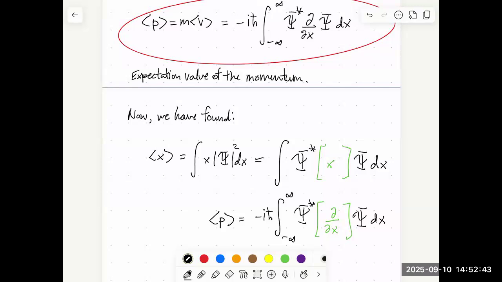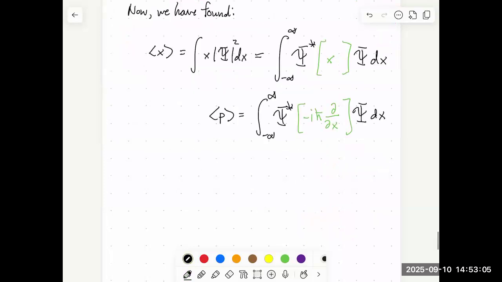In fact, maybe what I should do is write this in the following way. I should put the minus i h bar in here and have the integral from minus infinity to infinity of phi star, minus infinity to infinity. Okay, good.